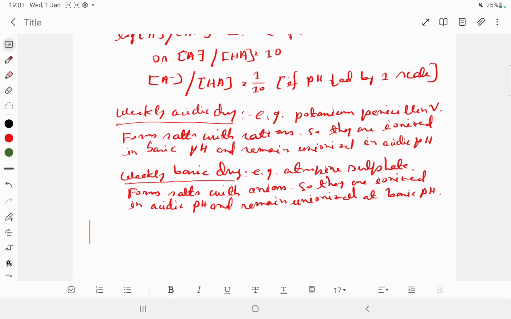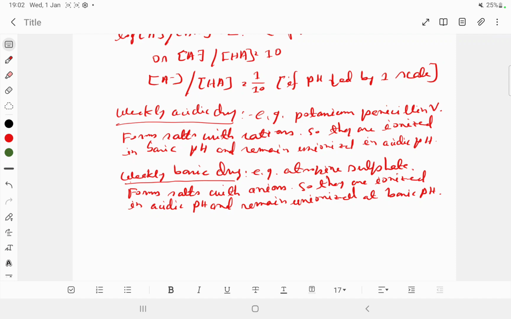We know that biological membranes consist of lipids, so the ions are lipid insoluble, and so there always exists a difference between the distribution of the drug on either side of the membrane. So there are certain implications of this pH.